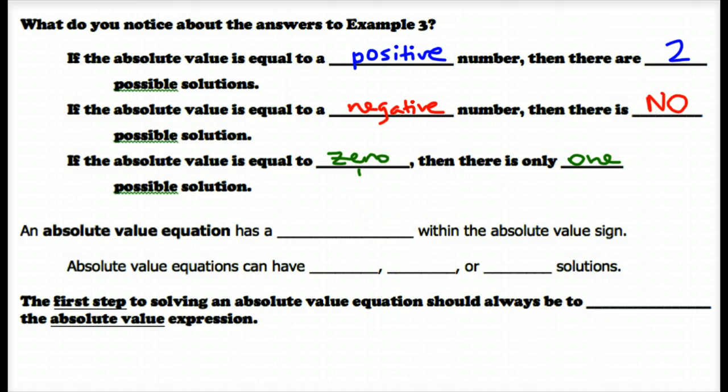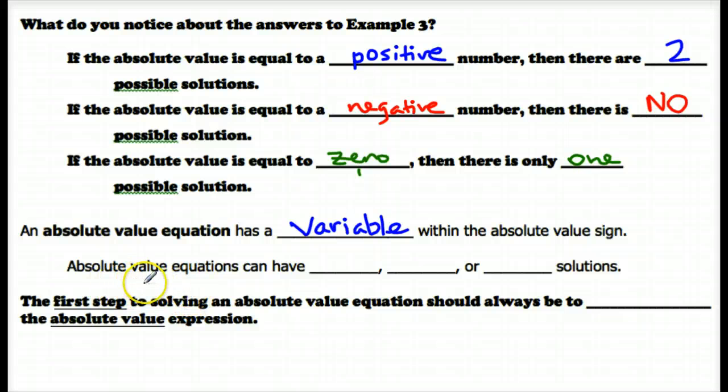Okay, so here's the point of all this that I wanted to make. An absolute value equation, first of all, has a variable within the absolute value sign. That's the definition of an absolute value equation. There's going to be a variable inside the absolute value bars. That's what we're going to be talking about in these next sets of examples, what we're going to be doing this lesson.